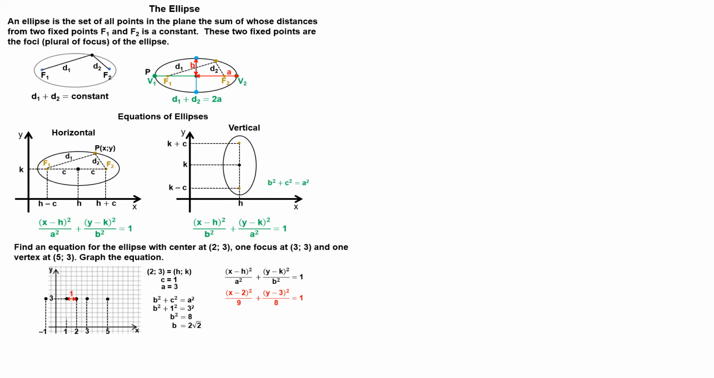To find the other vertex, we use the value of a equals 3 units left and right from the center. The foci are 1 unit left and right from the center. Finally, we use the value of b to find the 2 points above and below the center.